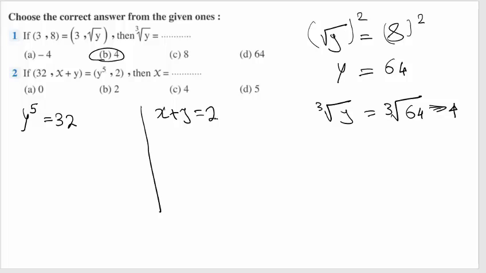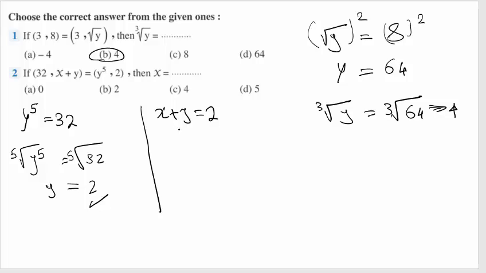Or, if you can't find the fifth root, you will find that the fifth root of 32 equals 2. If you can't find it, as simply as possible, you can check the numbers to the power 5 to get 32. For example, I will try 3 to the power 5 equals 32? No. 2 to the power 5 equals 32? Yes. Then the answer is y equals 2.